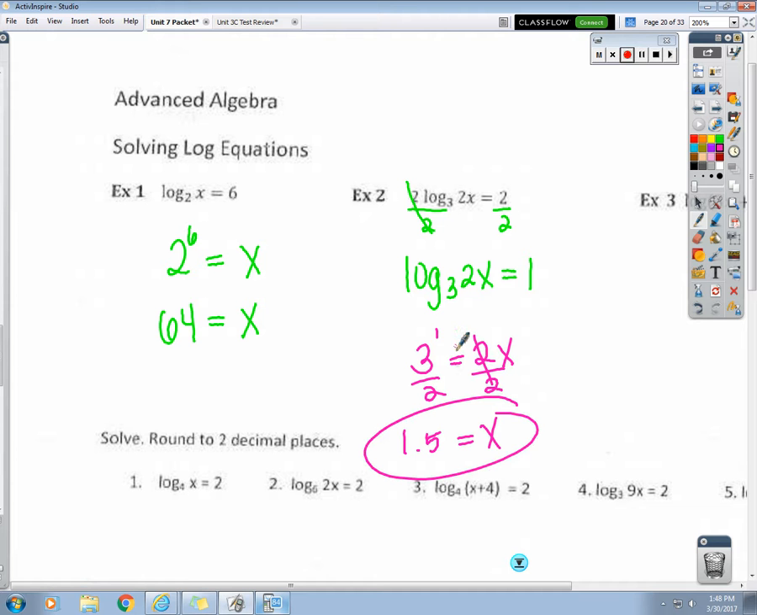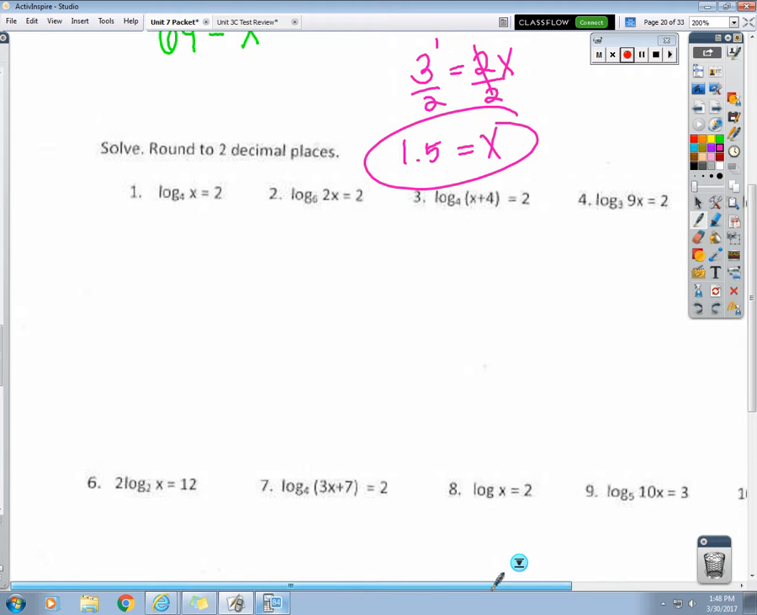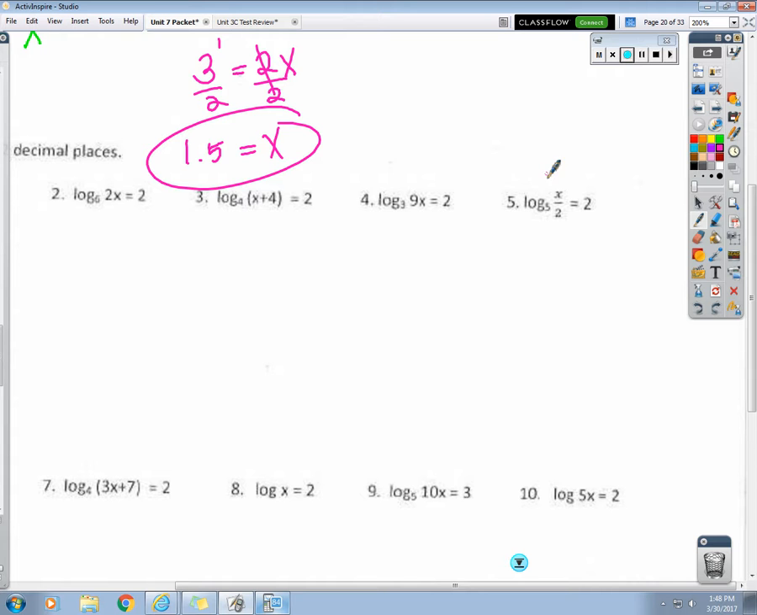Okay, do you see any other ones on this page you'd like me to go over before we move on? Number 5? Okay, number 5. It's in log form, so when I rewrite it in exponential form, what will I do?